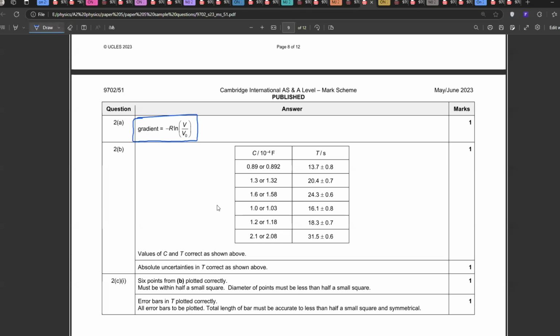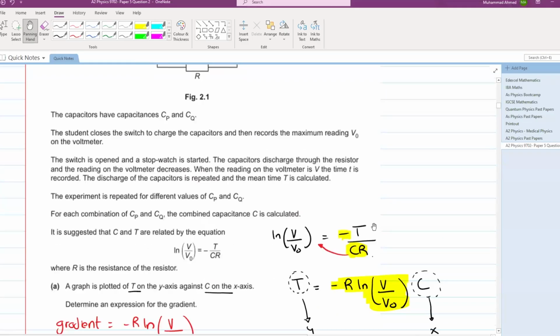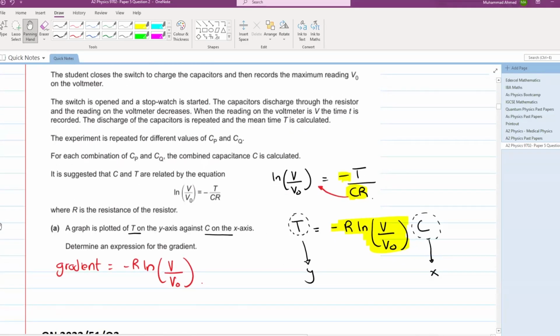So we have also done the same thing. Now basically this is simple algebraic manipulation. You can do it. You can calculate what the gradient is, what the y-intercept is. Simple. Now let's increase the difficulty of this type of question.